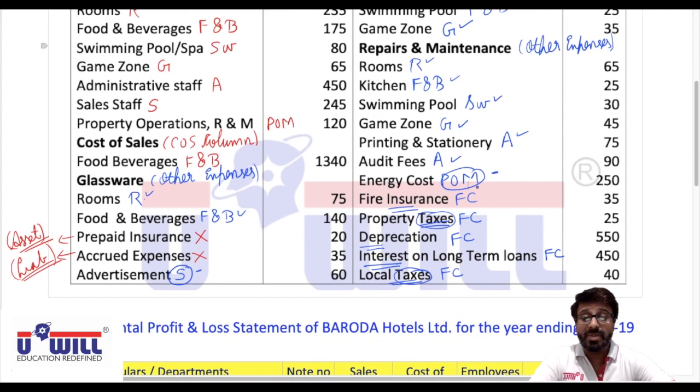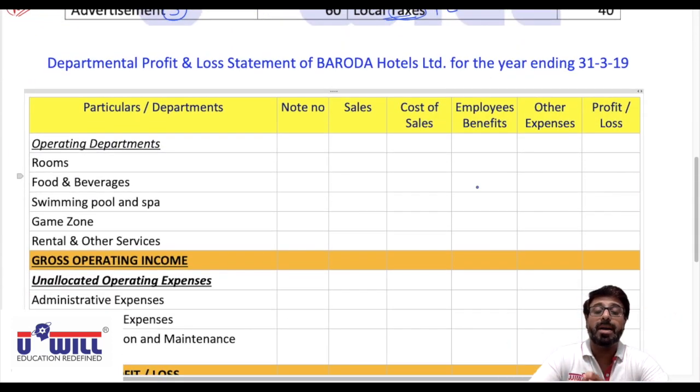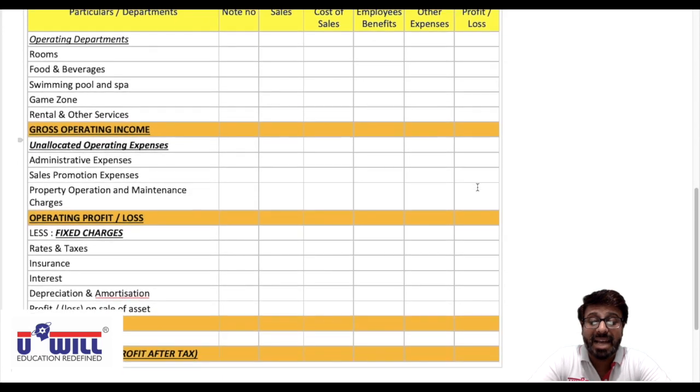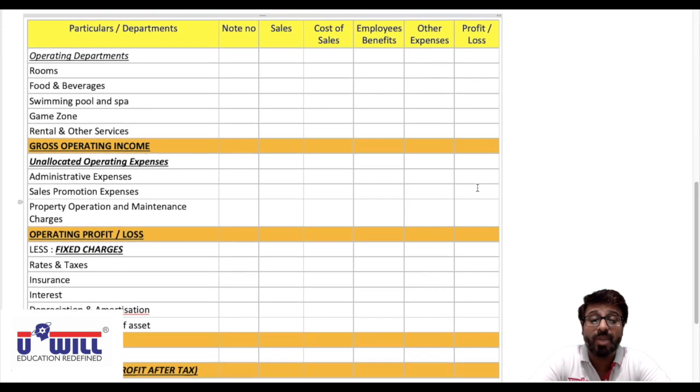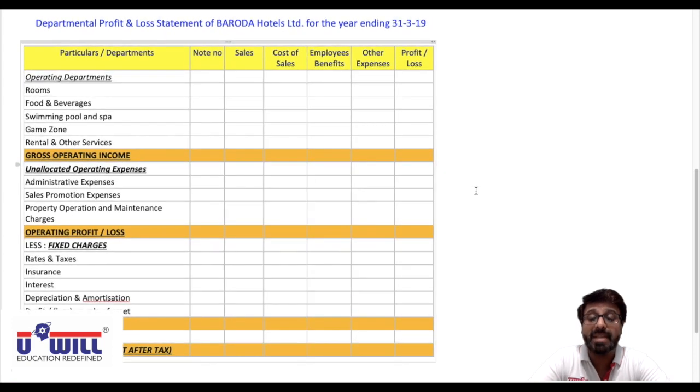Now what you all do is, we have already learned and studied the format. First, all of you make this format of departmental profit and loss statement of Baroda Hotels Limited for the year ending 31/3/19 on your own. Pause the video and make this entire format. We have already learned the entire format. In this order itself, all of you pause the video and make the entire format. Take 5 to 10 minutes, make the entire format first in this columnar form.